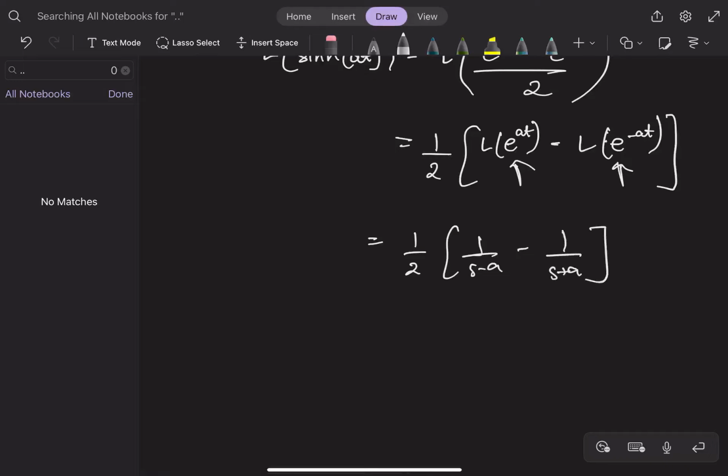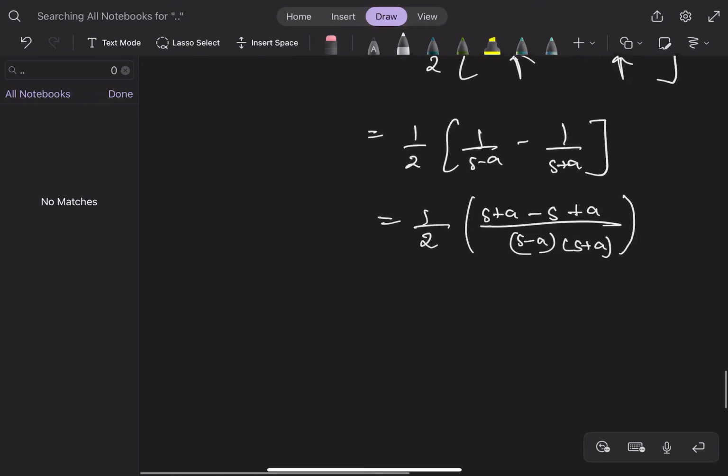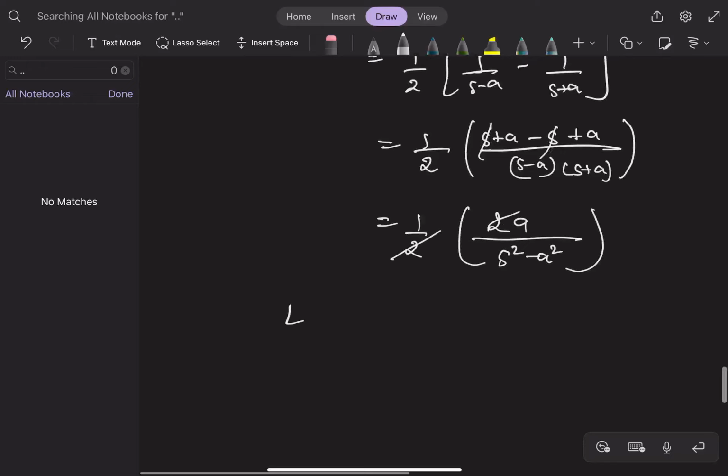Let's take the LCM. Half of s plus a minus s plus a divided by s minus a into s plus a. So your s and s get cancelled. This becomes half 2a divided by s square minus a square. So we'll cancel this and your final answer becomes L of sin h at is equal to a upon s square minus a square.